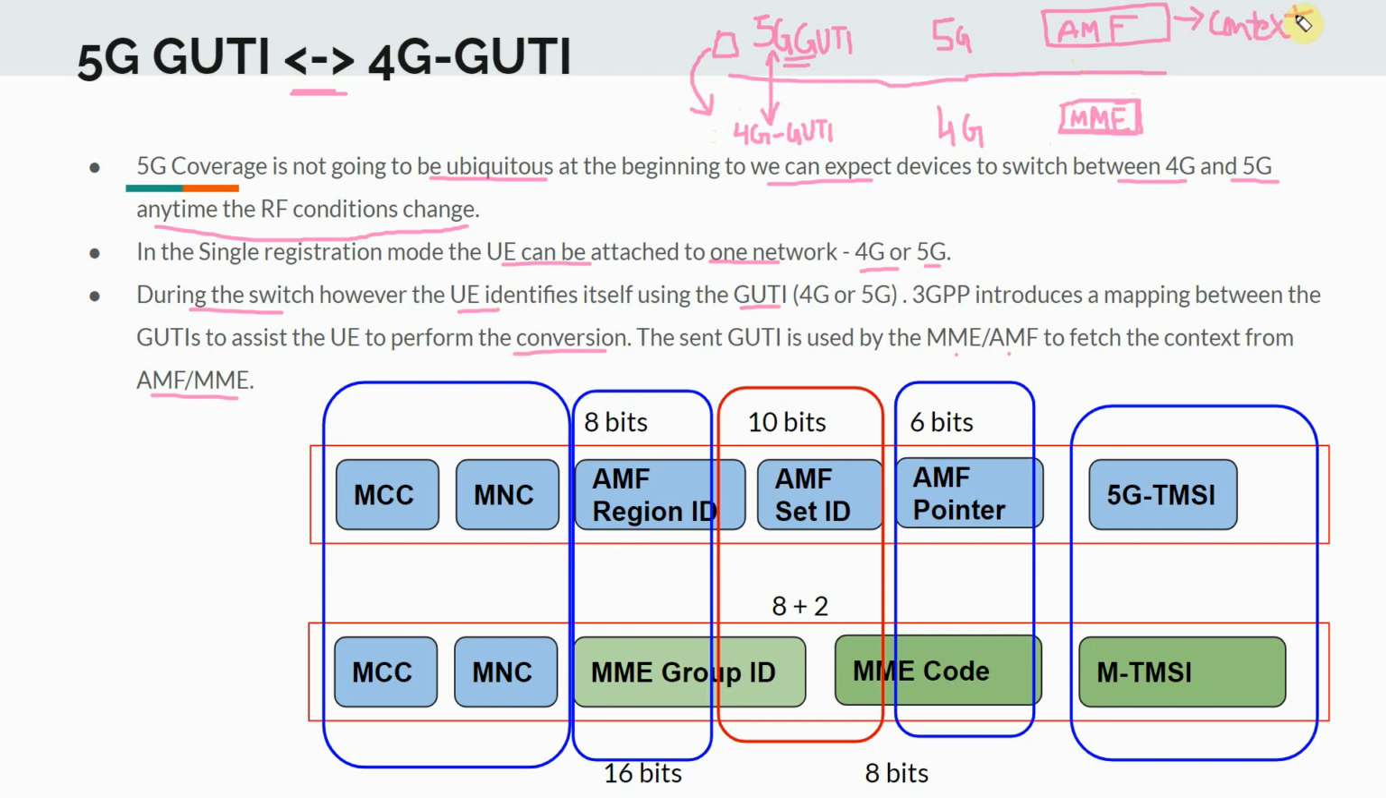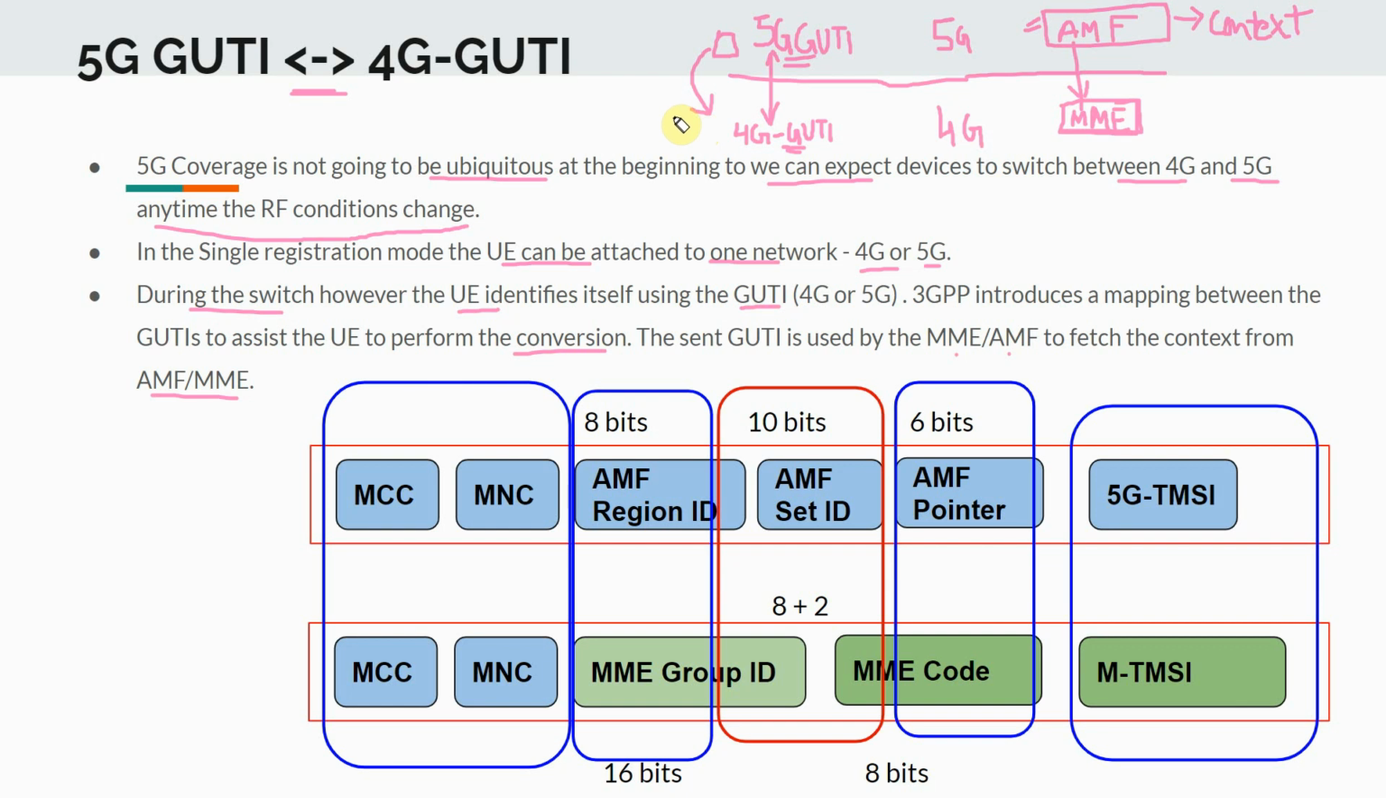All the context for this subscriber is stored in the AMF. So the MME needs a way to find and fetch this context from the AMF. In order to do that, it has to first identify what this AMF is. It has to locate this AMF. To help the MME locate the specific AMF, the UE is mapping the 5G GUTI to the 4G GUTI. And we shall see how that happens.